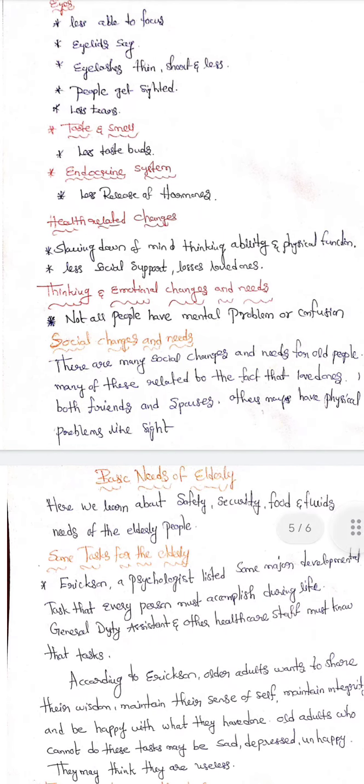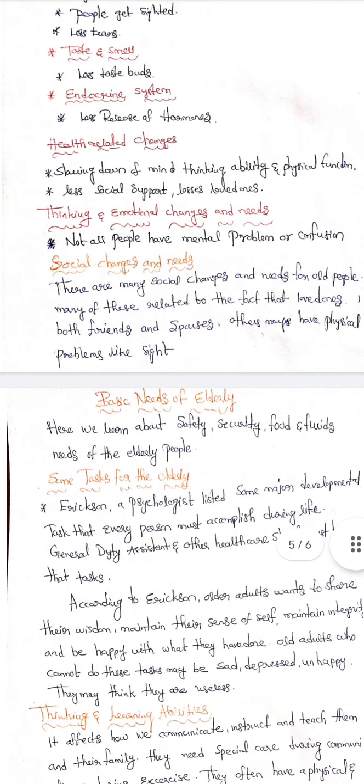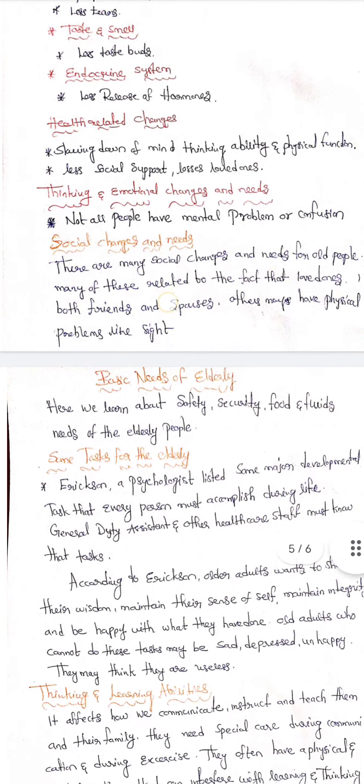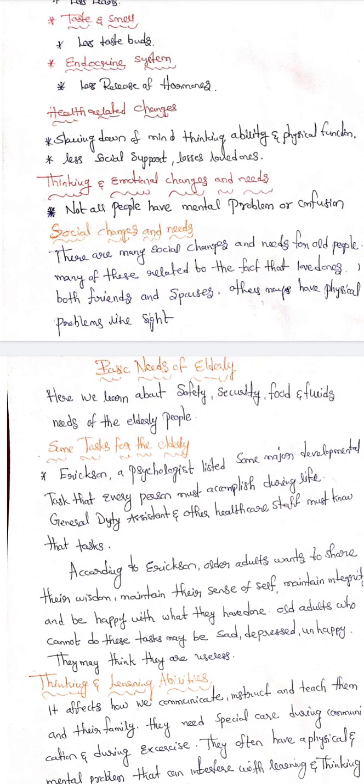Okay, next we will see the endocrine system. Endocrine system means related to hormonal glands, related to glands and hormones. In old age people we will see less release of hormones. We will observe hormonal imbalance.